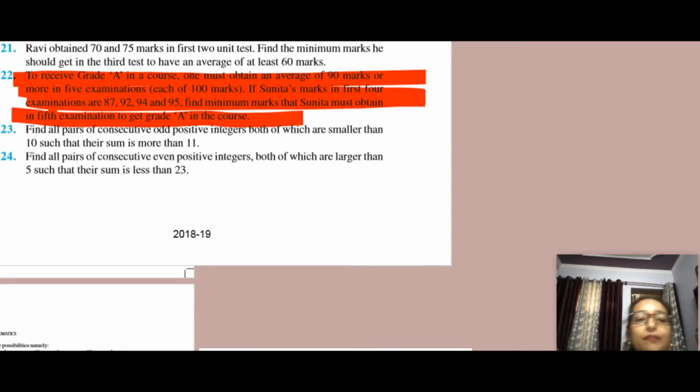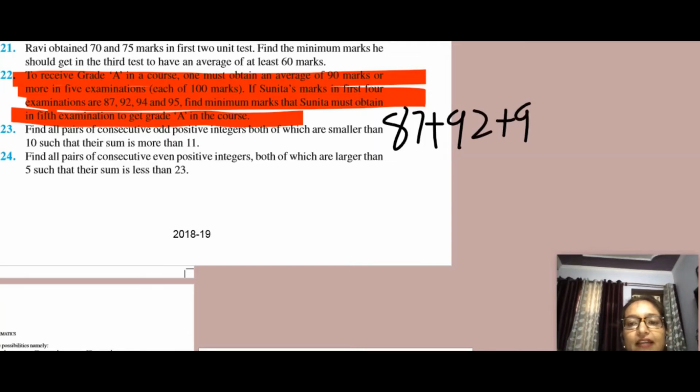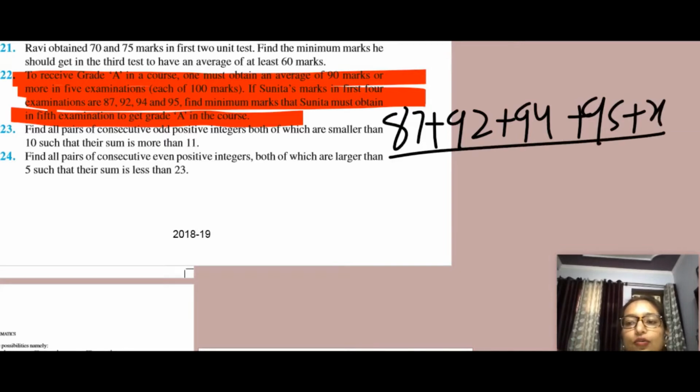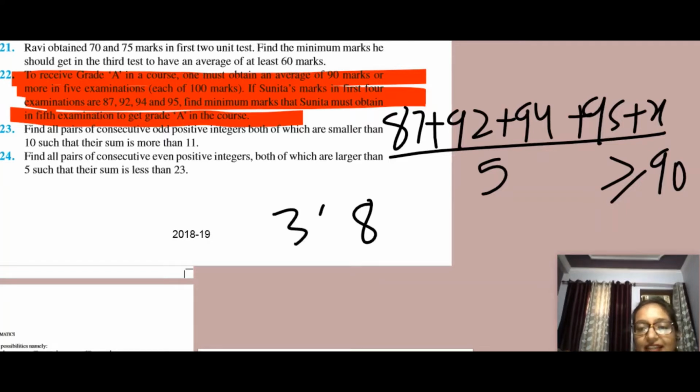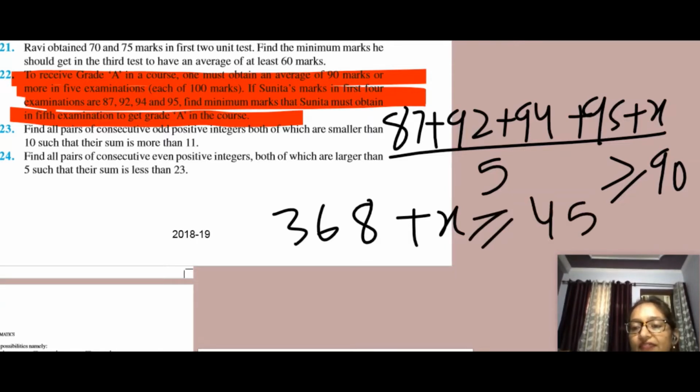So let's quickly do it. We will again say let the marks obtained be X. So we will write 87 plus 92 plus 94 plus 95 plus X. This whole divided by 5 is greater than or equal to 90. Okay, so let's quickly add it up. So this will be 7 plus 2, 9 plus 4, 13 plus 5, 18. So 8 and 9 plus 9 plus 9 plus 9, so 4 times, so it's 36 plus X. This is greater than or equal to 450, right?